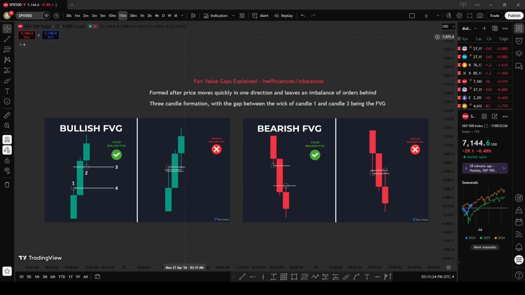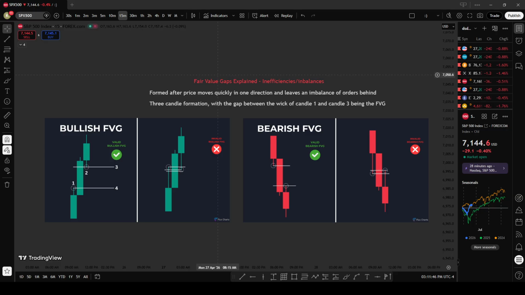So, if you understand liquidity, but you still struggle to find clean entries, this is what you're missing. Now, in the last videos, we talked about market structure and liquidity. Now we're adding one more piece to make your entries more precise. That piece is called a fair value gap.